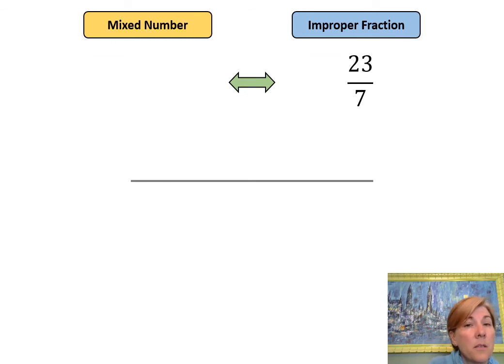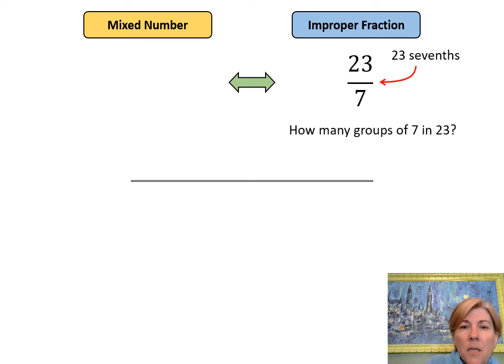This one, 23/7, is a little harder to imagine, but I have to think about 7 times what gets me very close to 23. So 7 times 3 I know is 21, which gets me very close to 23. I obviously can't go over 23 because I don't have that many pieces, so I always have to pick a number under 23. So how many groups of 7 in 23? Well, there's 3, and then I would have 2/7 left over.